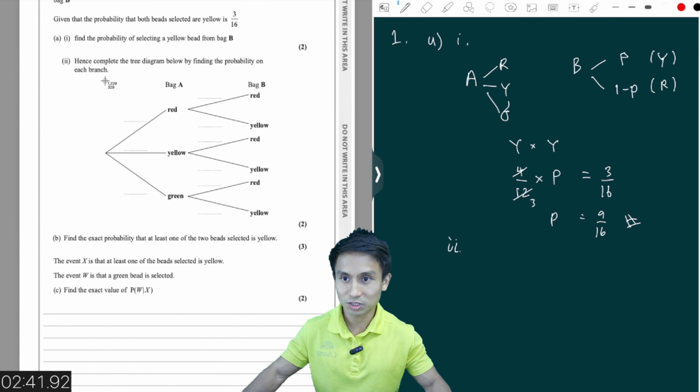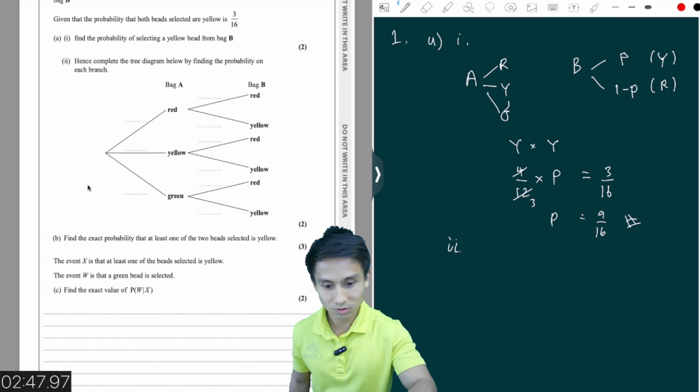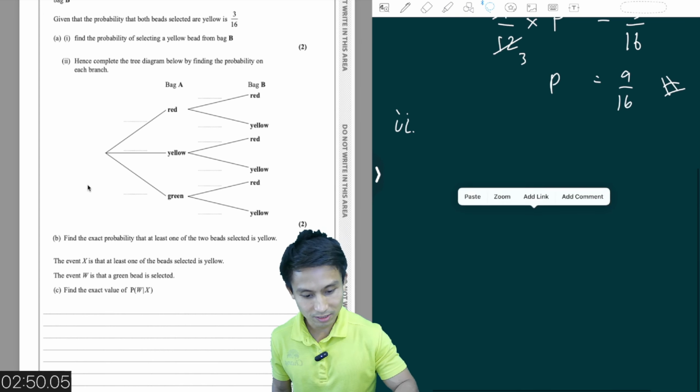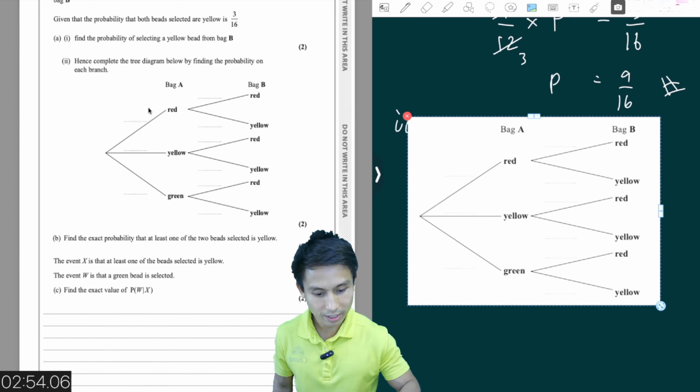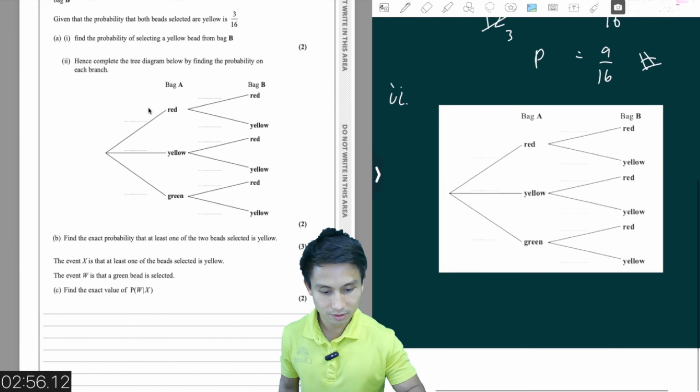So let me just copy the diagram first because I'm not writing on the paper. I'm just going to paste it here. Okay, I got it. That's fine, good.